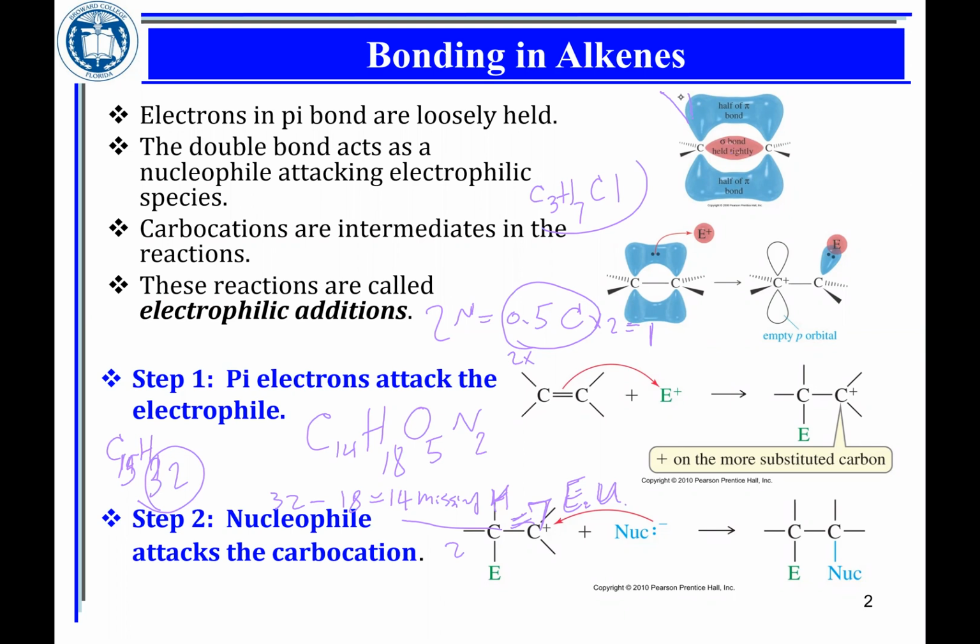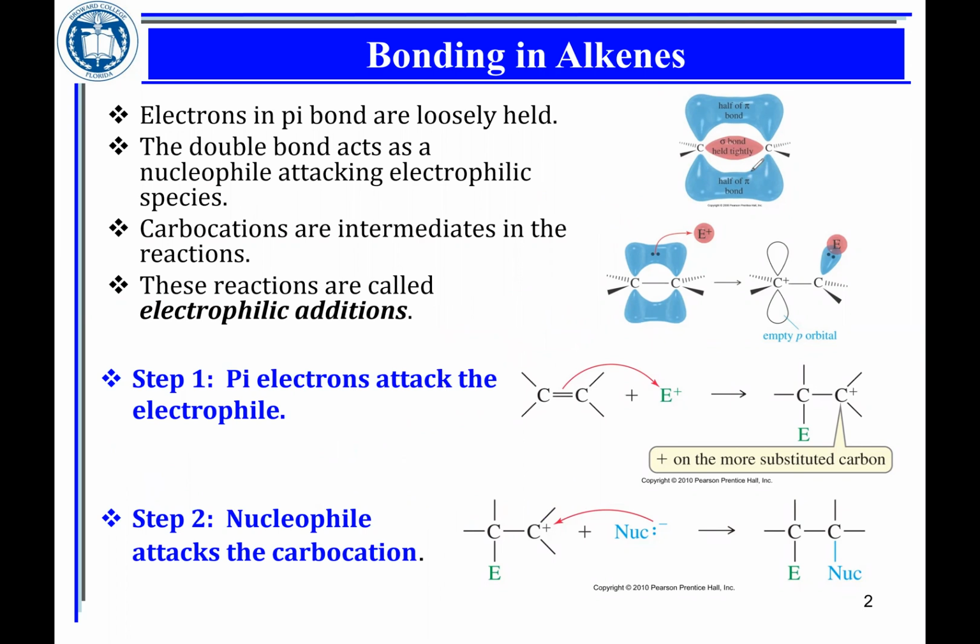If you had a cyclohexane with a double bond, that would be 2 elements of unsaturation, right? Exactly. It's a cyclic system and a double bond.